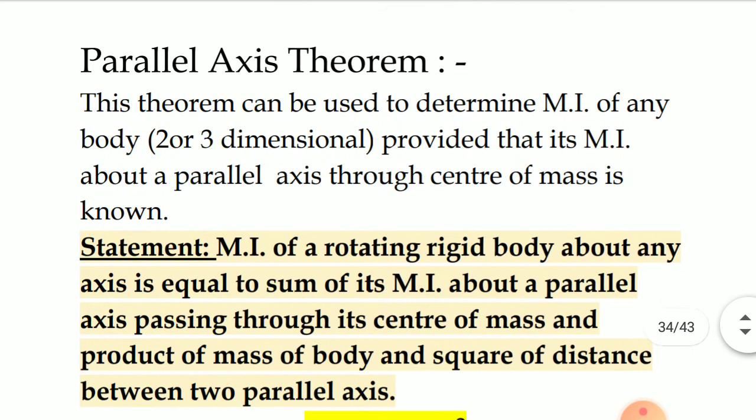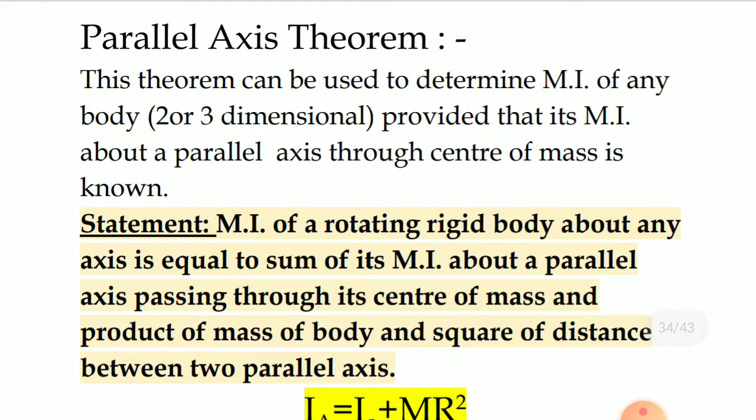Now we come to a very important thing in rotational dynamics. There are two very important theorems we need to know. The first theorem is called the parallel axis theorem. This theorem we can use to determine the moment of inertia of any two-dimensional or even three-dimensional object or body, provided that the moment of inertia of that same body about a parallel axis passing through its center of mass is known to us.